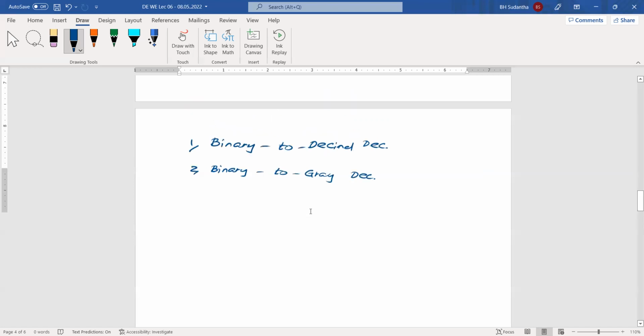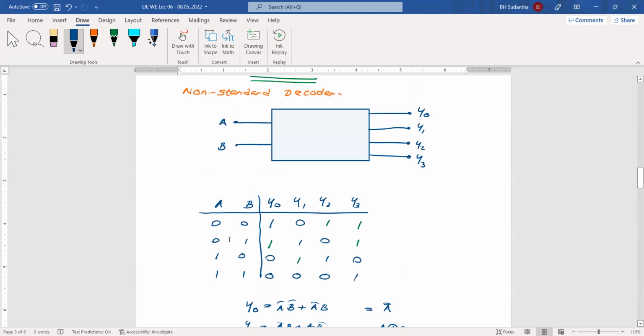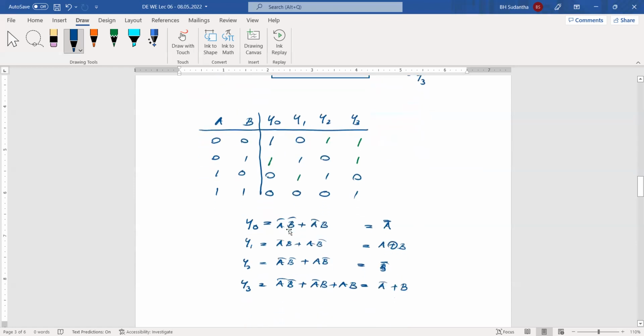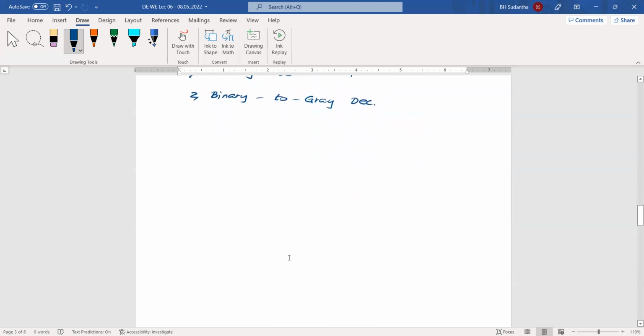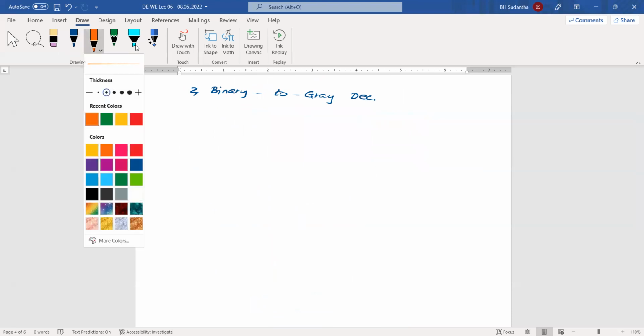The meaning of non-standard decoder is something like this: if there is a deviation from the standard decoder, we can say it's a non-standard decoder. But anyway, these are the ready-made, readily available non-standard decoders, and some other non-standard decoder we can discuss here. Have you seen this type of display?